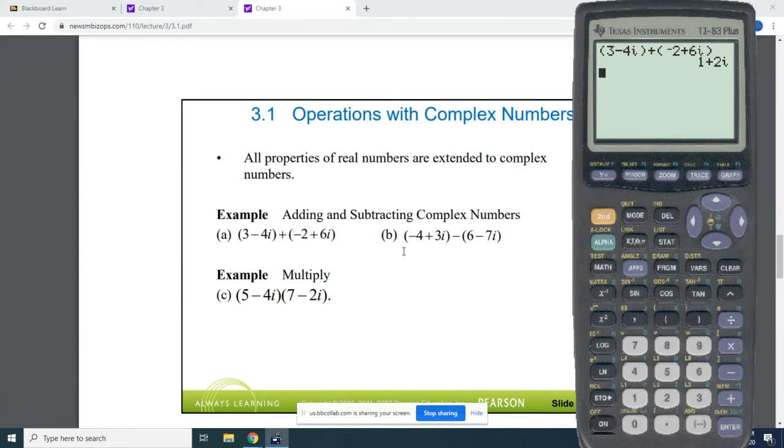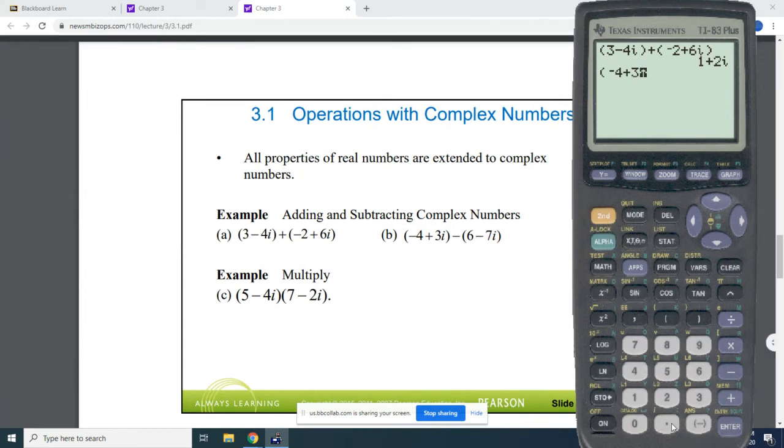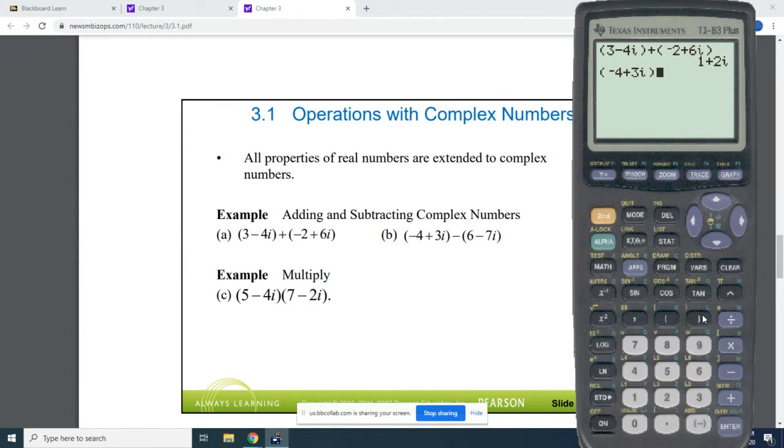I'm going to put in our second example. Negative 4 plus 3i. So keep in mind I'm putting in a negative and not a minus. Minus 6 minus 7i. And we have a result of negative 10 plus 10i.